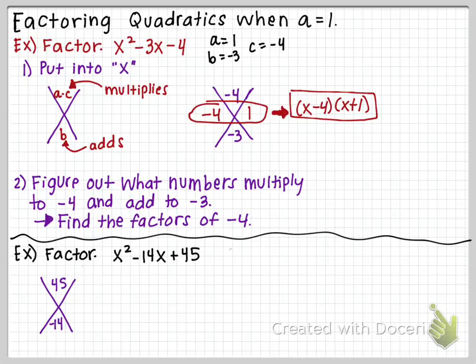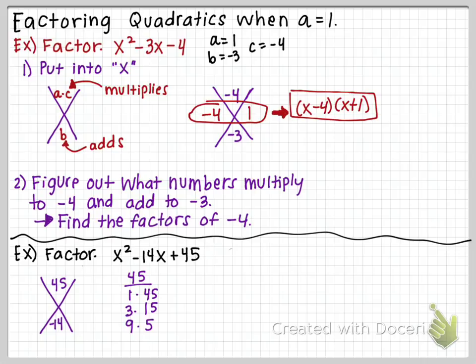So we need to find what multiplies to 45 and adds to negative 14. So think about what the factors are of 45. 1 times 45, 3 times 15, 9 times 5. So now we know that it has to add up to a negative 14, right? Mess around with these and make them negative and positive. If we make that a negative 3 and 15, if we do negative 3 plus 15, that does not equal 14, so it can't be that.